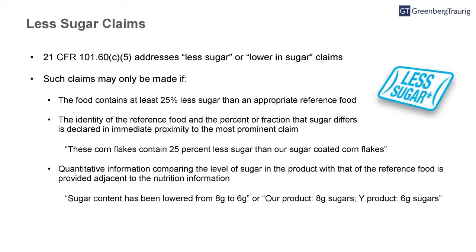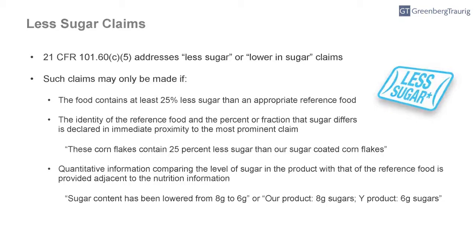So if you have a claim of less sugar on the front panel of your product, you must have a disclosure that indicates something like, these cornflakes contain 25% less sugar than our sugar-coated cornflakes. You must then also provide quantitative information comparing the exact levels of sugar in the product with that of the reference food, adjacent to the nutrition information. So that statement would look something like this. Sugar content has been lowered from 8 grams to 6 grams, or our product, 8 gram sugars, Y product, 6 gram sugars.